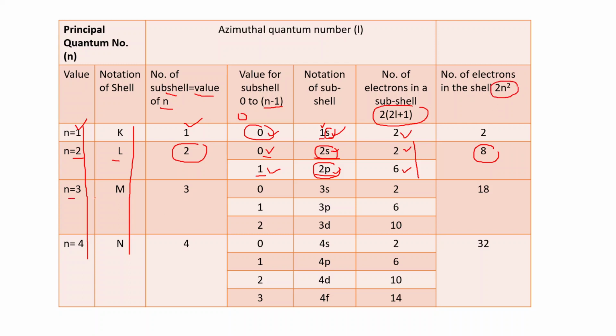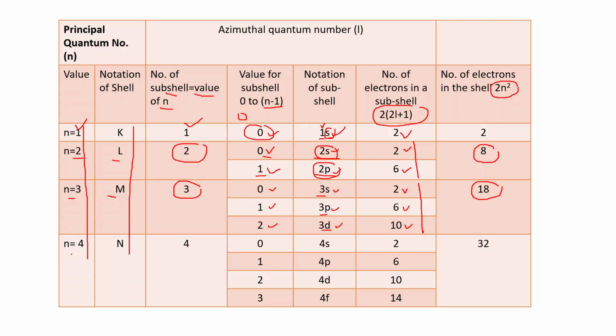If n is equal to 3, this represents the M shell, and the number of subshells in the third shell is 3, and their values are 0, 1 and 2. 0 is for s, 1 for p and 2 for d, and these subshells are present in the third shell, that's why this is 3s, 3p, 3d. And in these, the number of electrons: in 3s 2 electrons, 3p 6 electrons, 3d 10 electrons. If you add, we find a maximum of 18 electrons are possible in the third shell.